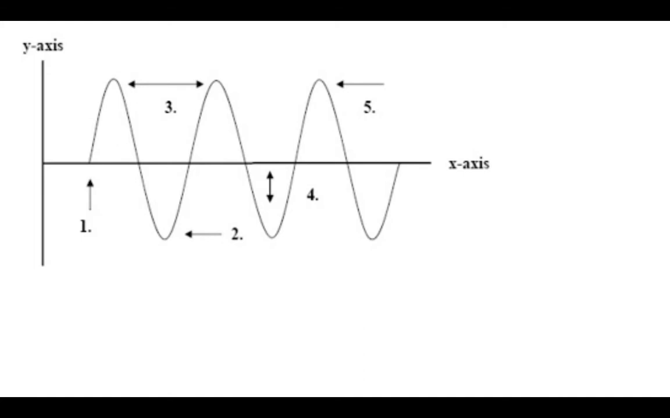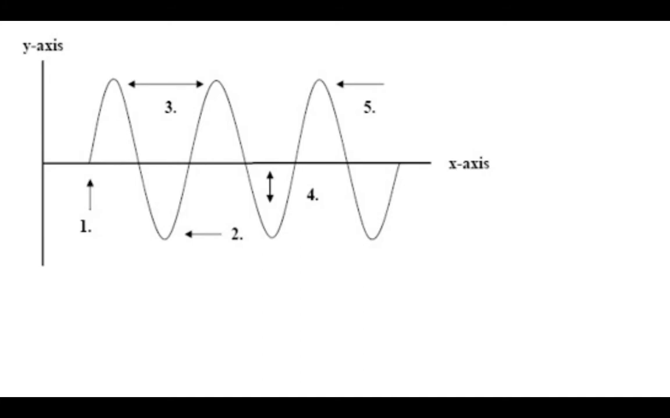For this, you are going to go ahead and need to be able to label the parts of a wave. So number one would be you could label it the equilibrium. It's the origin of the wave in this diagram, but that's really pointing to that middle point. Number two is the trough. Number three is the wavelength. Number four is the amplitude. Number five is the crest.